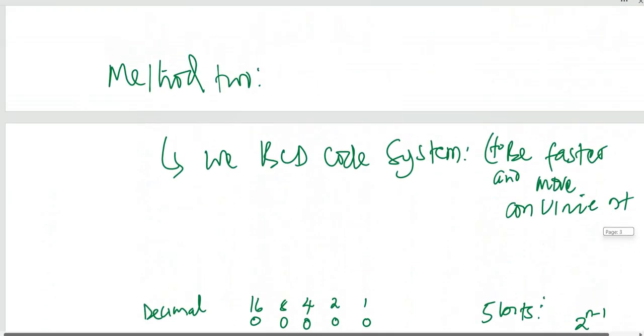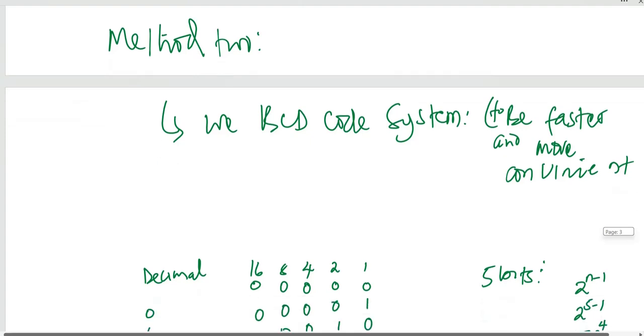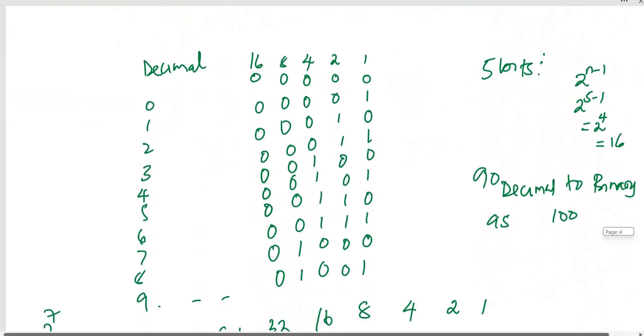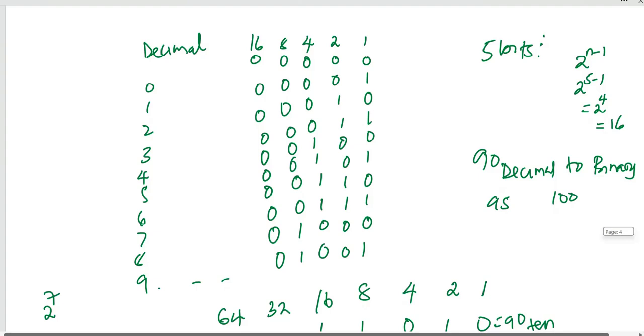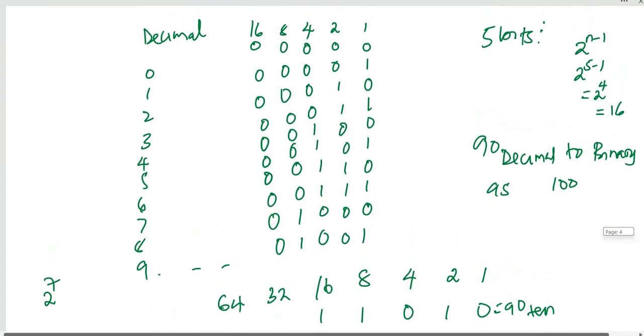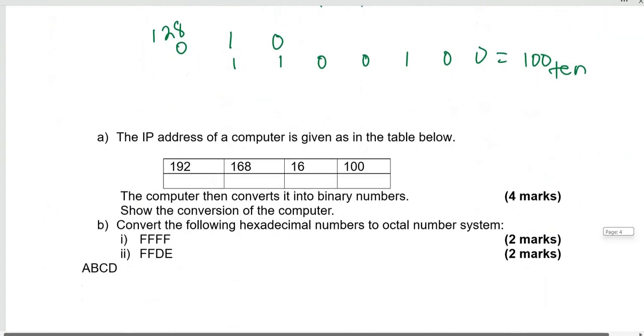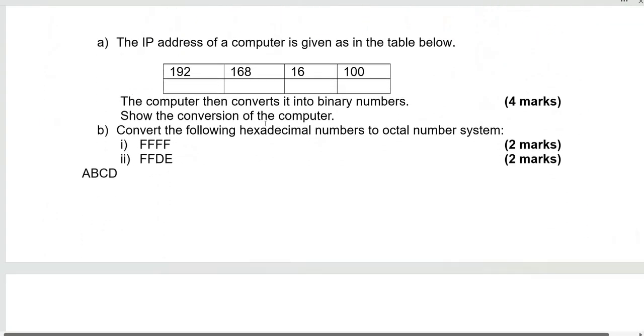So members, we have used the binary coded decimal code system, which we have found to be at least a little bit faster, especially when we are converting big or large figures that, using the division method, would be tedious and can even result in a number of errors. So we are going to use that method to solve this question, which says the IP address of a computer is given as in the table below.